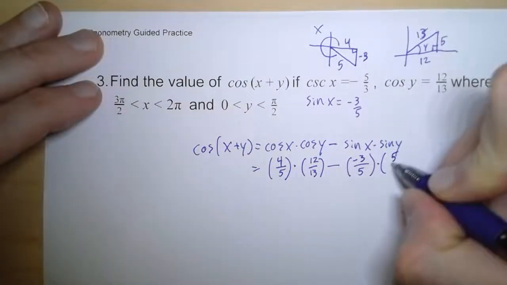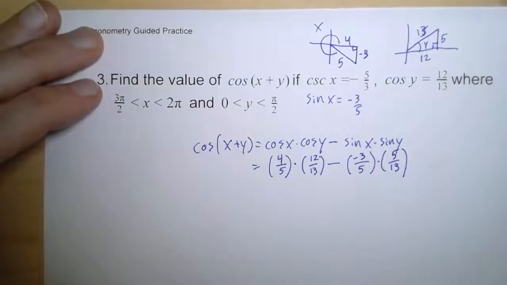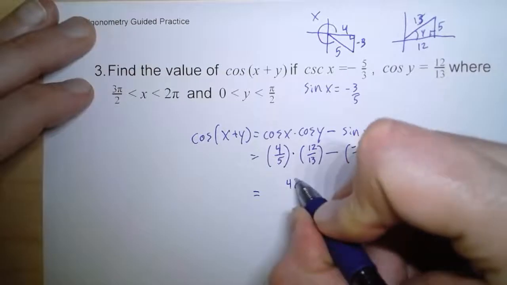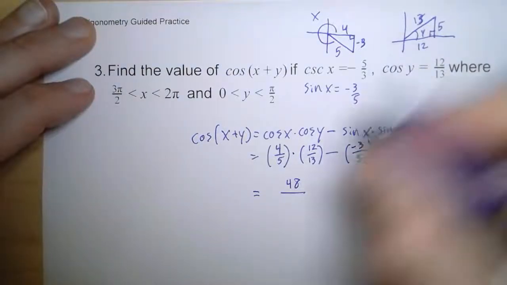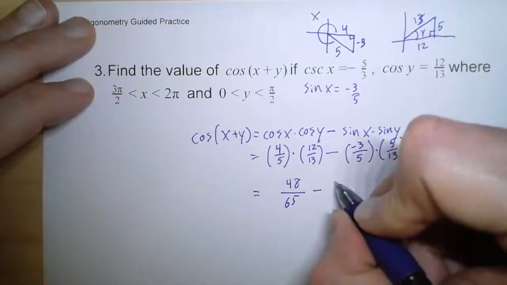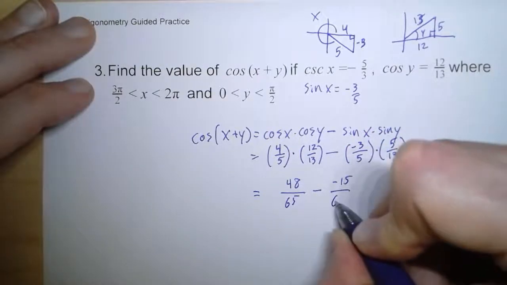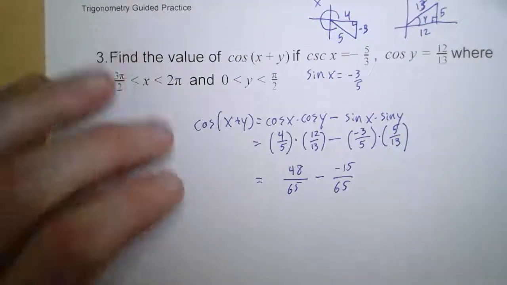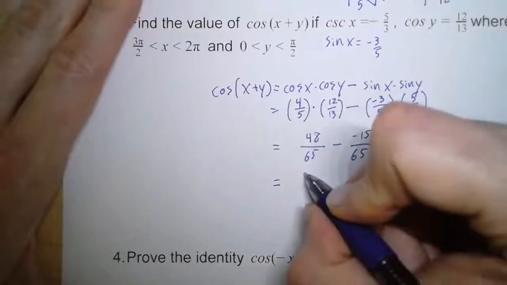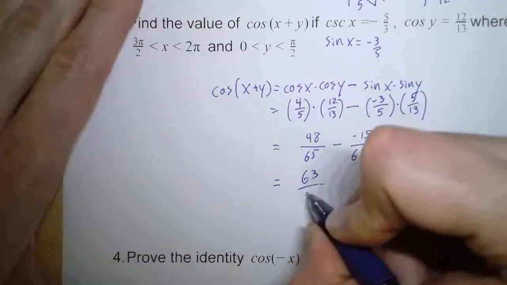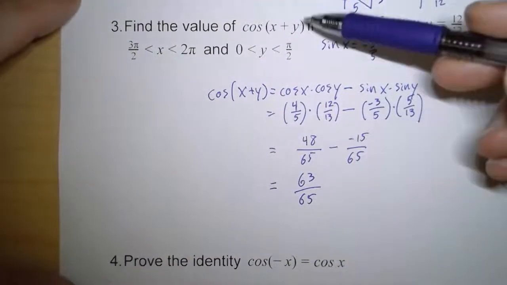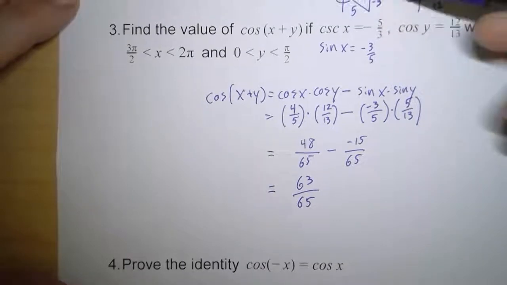All right. So now we multiply these. So we get 48 over 65 minus, let's see, negative 15 over 65. So that means we get a value of 63 over 65. And so we were able to figure out the cosine of this angle even without ever figuring out what is the actual angle of x or the actual angle of y.